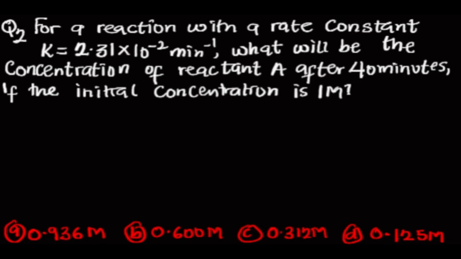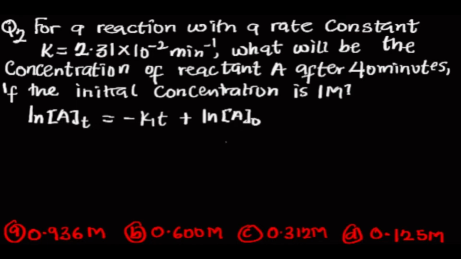So if you recall the expression for first order reaction, that's given by the natural logarithm of the concentration of A final, A of t rather. You can put A of t or A final. This is going to be equal to minus k1t, which is the rate constant multiplied by the time, then plus the natural logarithm of the concentration of A initial that you're seeing here.